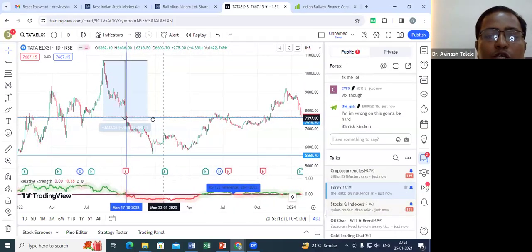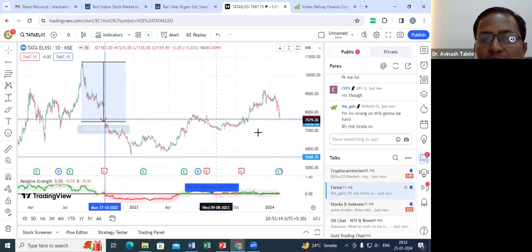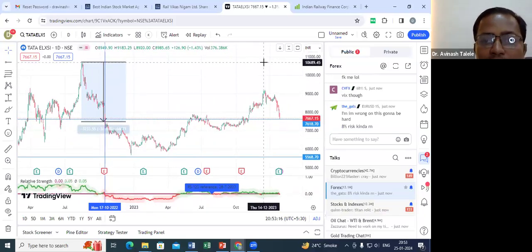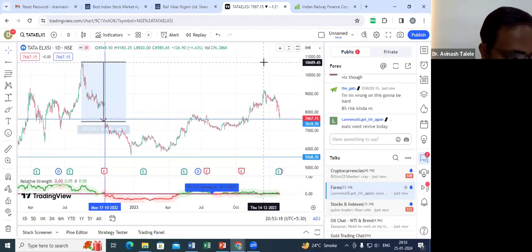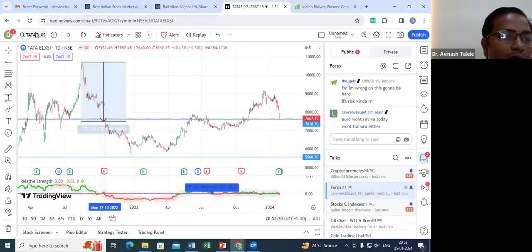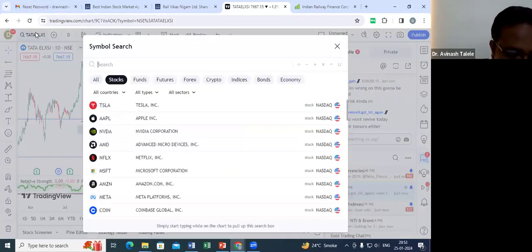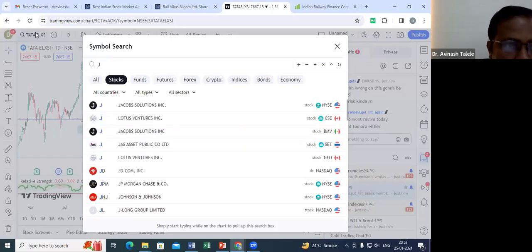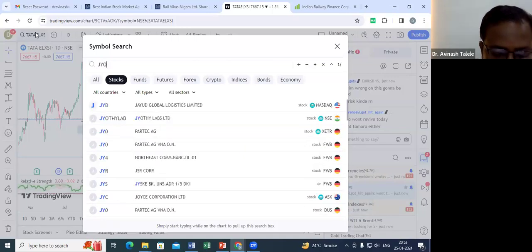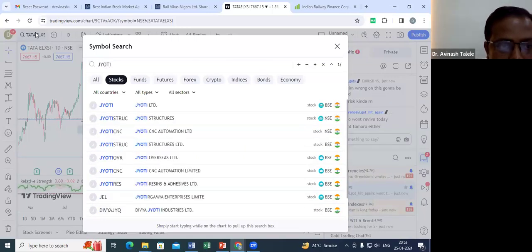And I'm just holding the rest 50%. I will only add further when this goes above 10,689. Another parameter that I want to show you, I'll show you in this real stock, is Jyoti Labs.